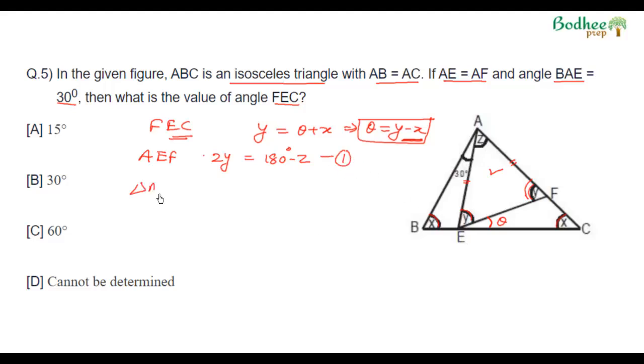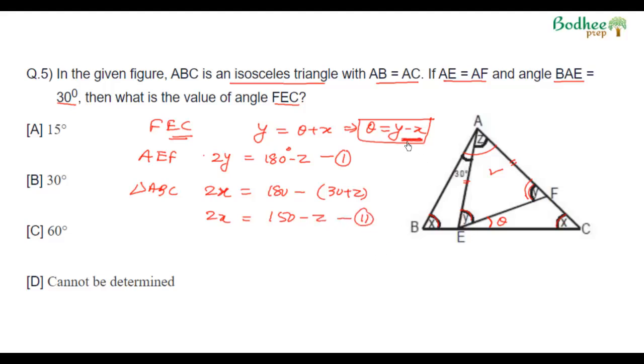Similarly, considering triangle ABC, we can say that the sum of these two must be equal to 180 minus this entire angle, right? Or we can say that 2x must be equal to 180 minus (30 plus z). Let me just simplify it: 2x is equal to 150 minus z, and say this is equation number 2.